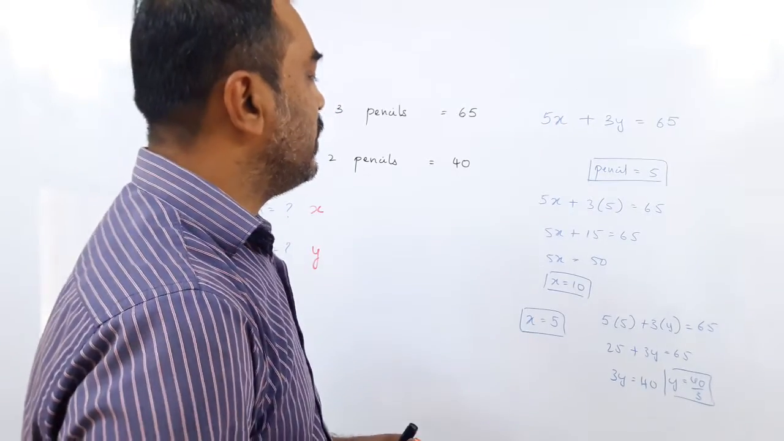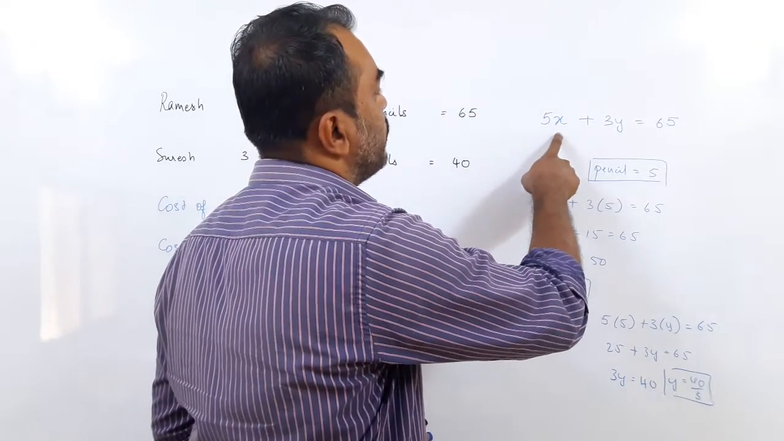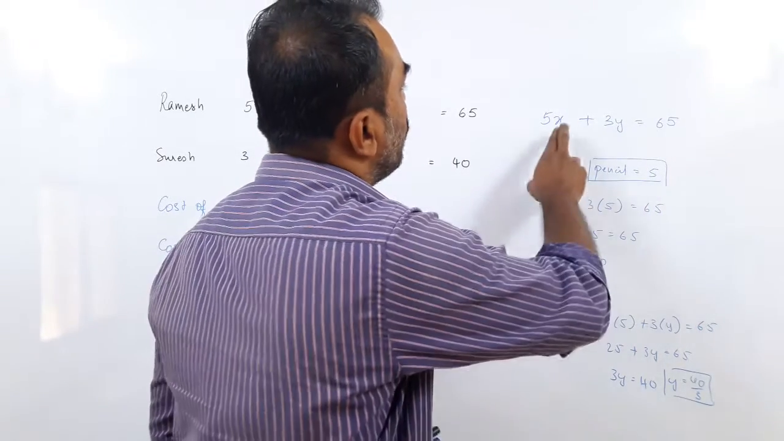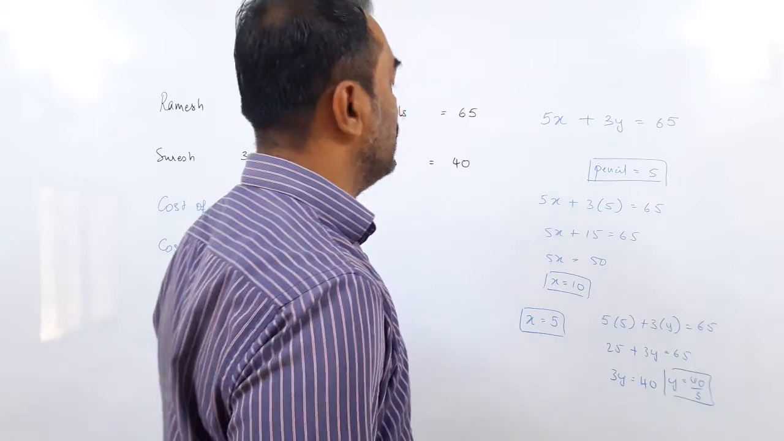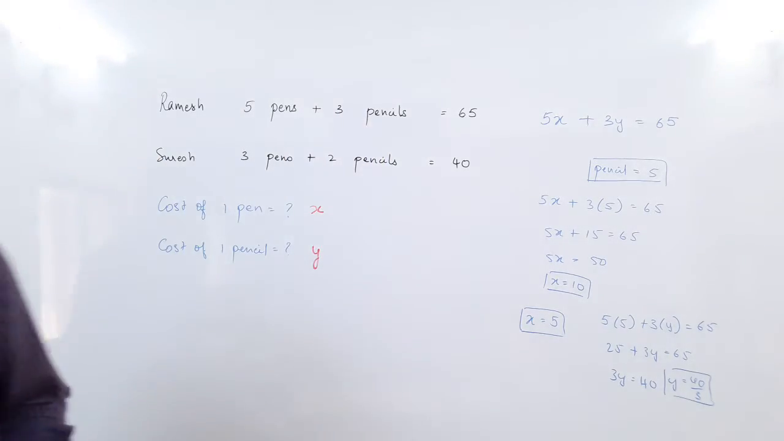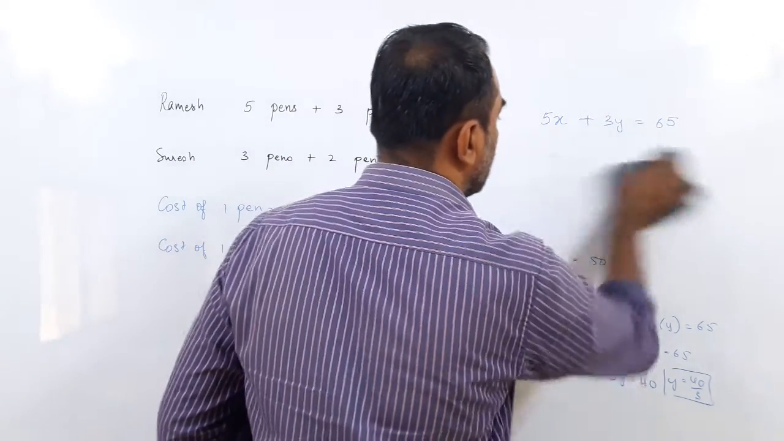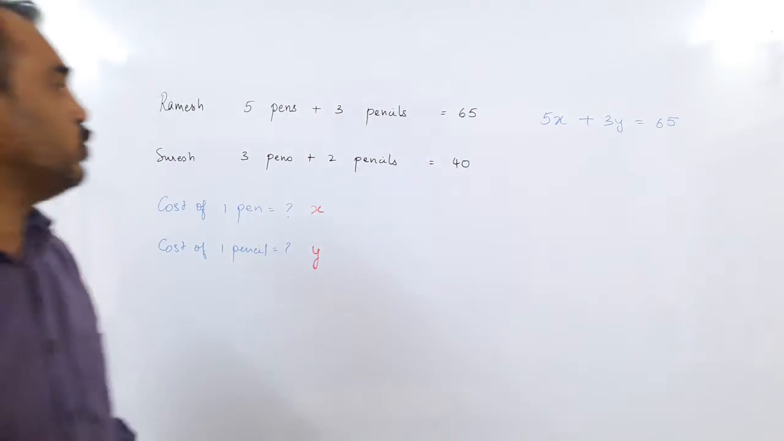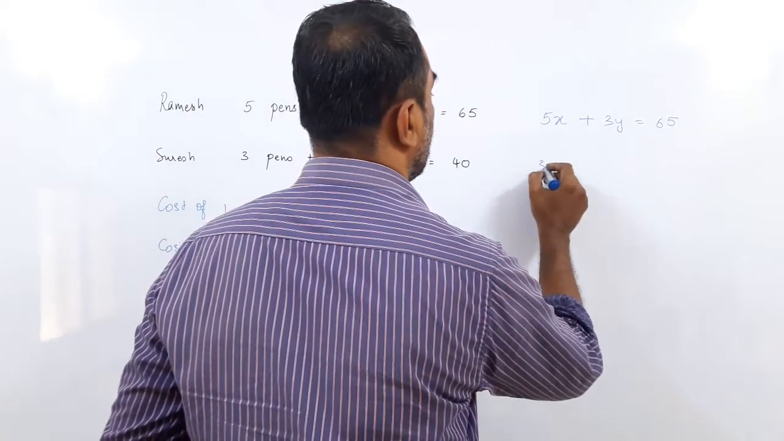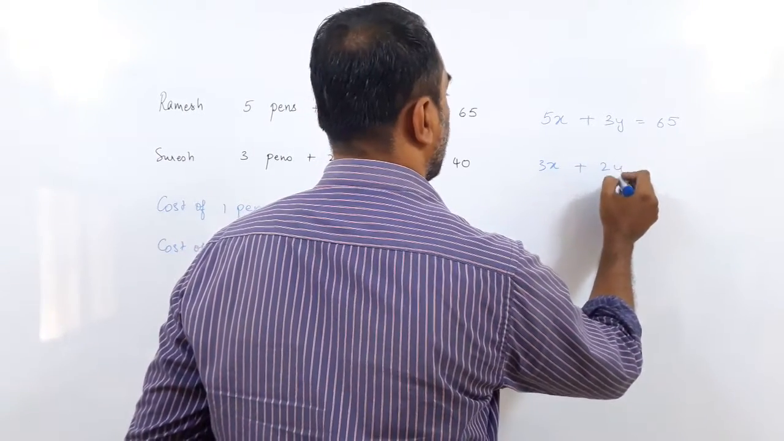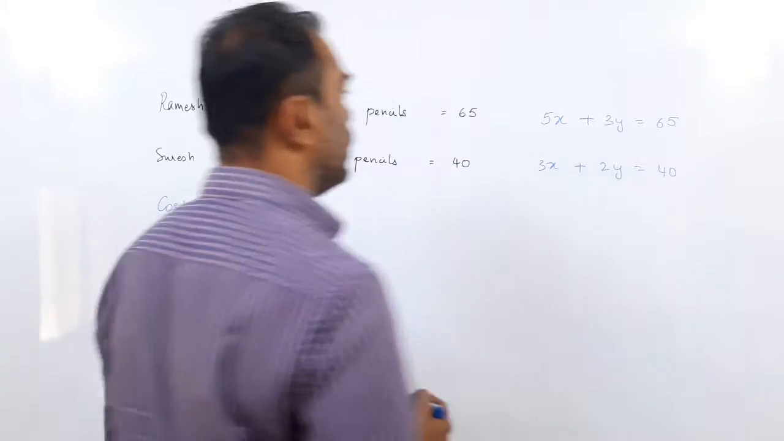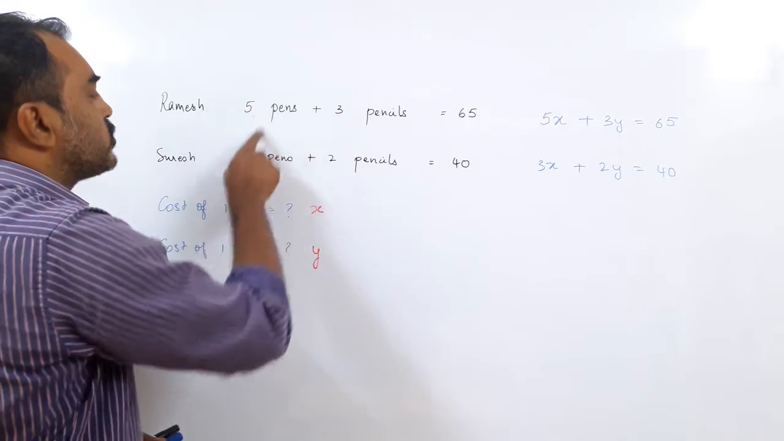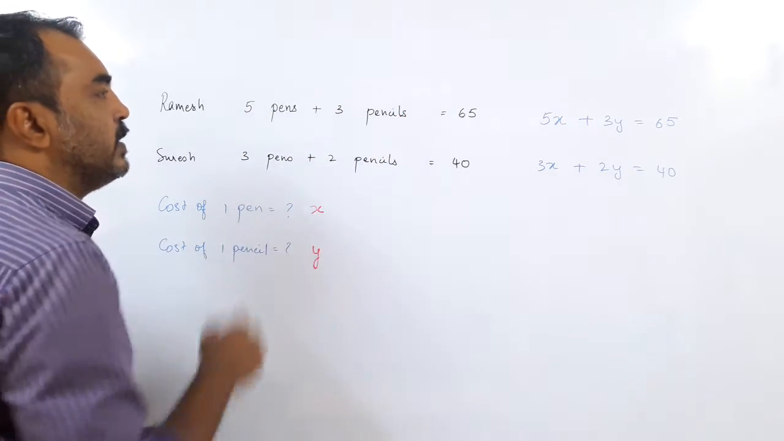Now you can see here, as I keep on changing the price of the pen, the price of the pencil keeps on changing. So I will get infinite answers. When I change one, the other gets changed. But we also have a second case now, the second case of Suresh. Suresh has bought 3 pens and 2 pencils for 40 rupees. Now, since both have bought pens and both have bought pencils, the cost of the pens should remain the same and the pencil should remain the same.